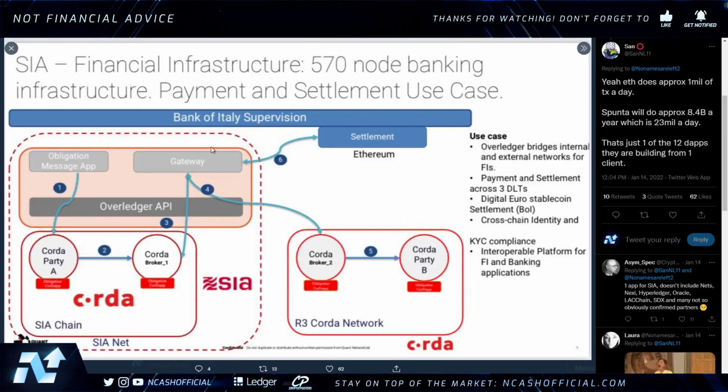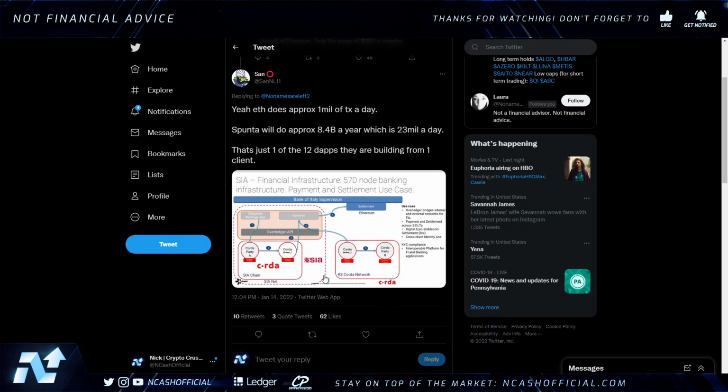And we do see here SIA, financial infrastructure, 570 node banking infrastructure, payment and settlement use case. Like, this is going to be so huge. I want you to all understand the massive gateways that Quant is building. This is the bridge that all DLTs have to cross in order for them to fully be able to message one another and gossip with each protocol. This is seriously a $1 trillion easily asset.